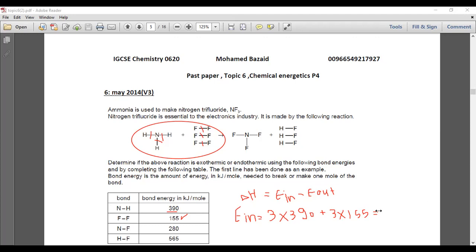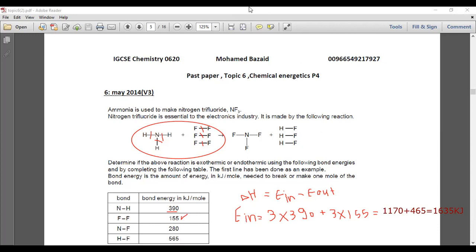So right here, 1170 plus 3 multiply 155, 465. Equal. Add them together. 465 plus 1170, 1635. 1635 kilojoule. Got it? Any problem here?